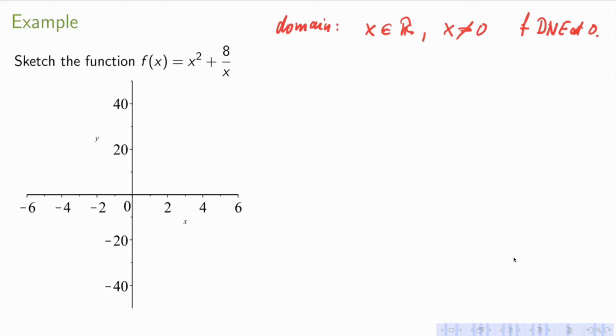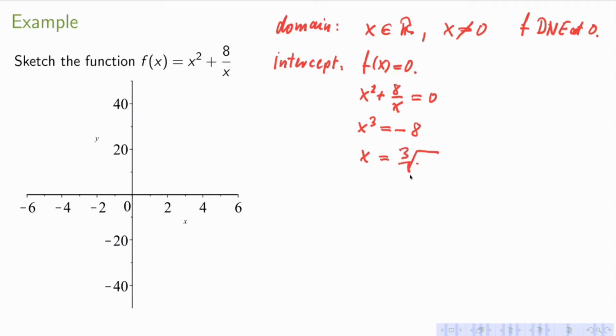Now let's look at the intercept. So f of x is equal to 0. This means x squared plus 8 divided by x is equal to 0. I can multiply this by x, and I have x cubed is equal to minus 8. Then I can solve this, and I get x is the third root of minus 8, and this turns out to be minus 2. So x equals minus 2 is a root of f, or an intercept of f. So f at minus 2 is equal to 0. This we can indicate in our graph and make a little dot at minus 2.